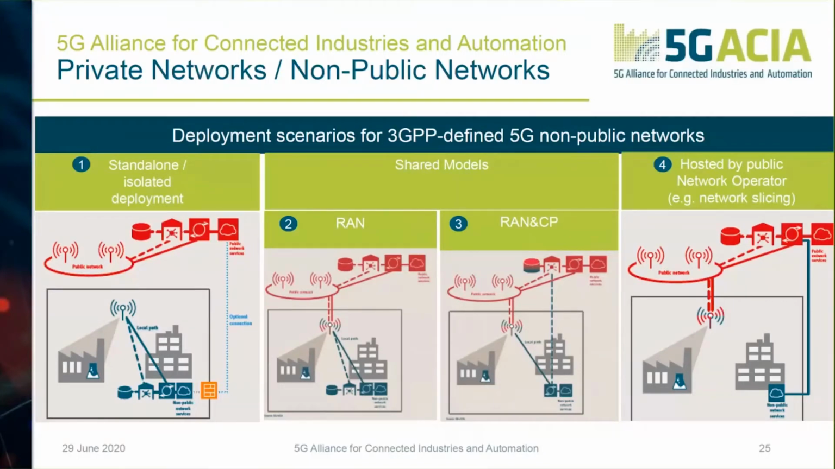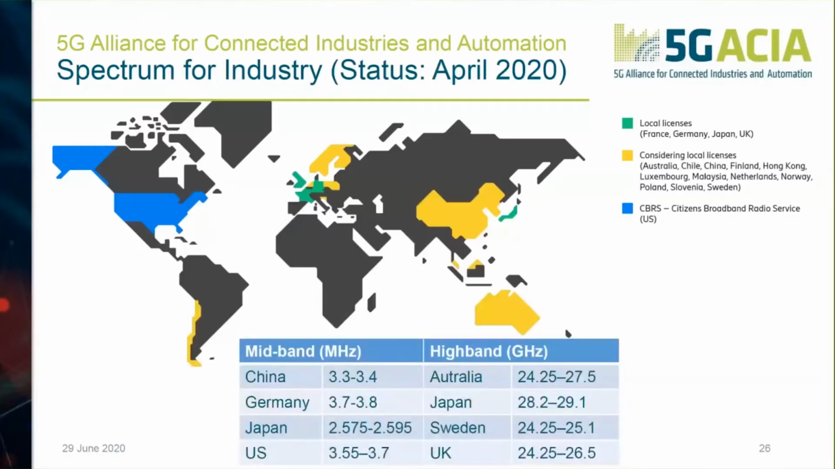Now you might ask what kind of spectrum is possible. There are different options, and I will show you. That's why you have different models globally. Some regulators have opted that the best way might be to have local licenses. Germany has taken the lead.